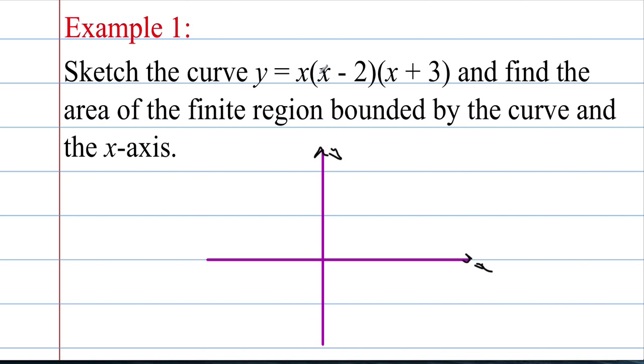So we have this function x times (x minus 2) times (x plus 3), which tells me it's a cubic function, and I can see that the roots of the cubic are at 0, when x is 2, and when x is negative 3. That's the roots of the function. I can also see that it's a positive cubic.